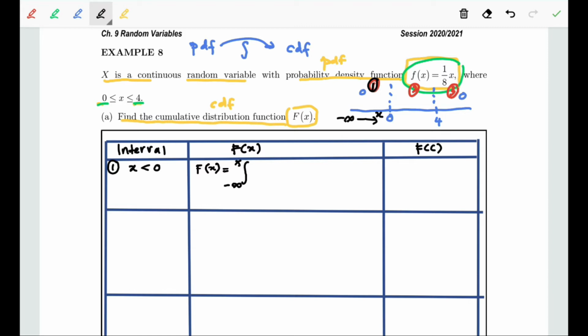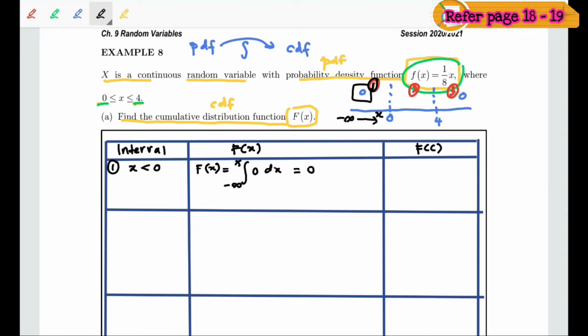It should be until x. So what is the function that needs to be integrated here? It should be 0, because this is the area where the function is 0. This is a 0 function. So we are going to integrate 0, and then we get a 0 function for the first interval.